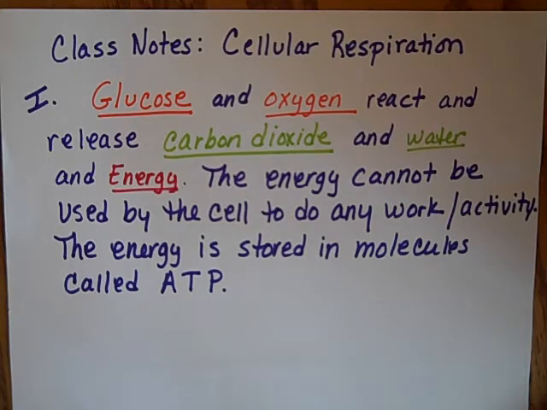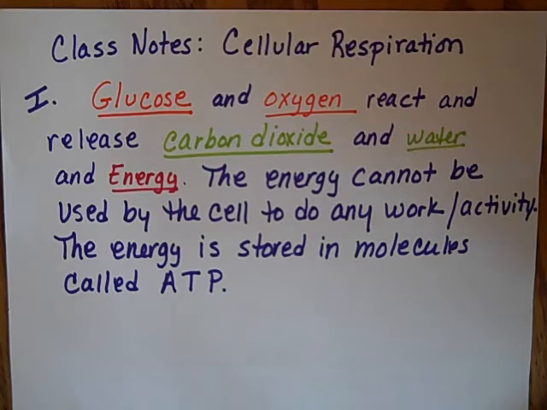Now here's the trick. The energy cannot be used by the cell to do anything. Okay? The energy has to be stored in another molecule called ATP. It's kind of like trying to go to another country and spend American dollars. The glucose would be American money that maybe you're trying to spend in France or Germany. Well, France and Germany, those stores don't take American dollars. They take euros. So the best thing to do is to change it to a euro first and then try and spend your money.